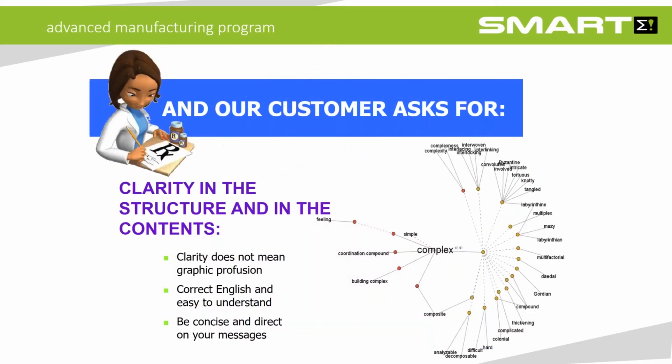And what is being requested by your customer, in this case the evaluator? First, clarity in the content and in the structure. Write in understandable English, for sure, and be direct in your message. Not a hundred, well, not a hundred, but many pages of just rough text. Be direct, clear and concise in your messages.